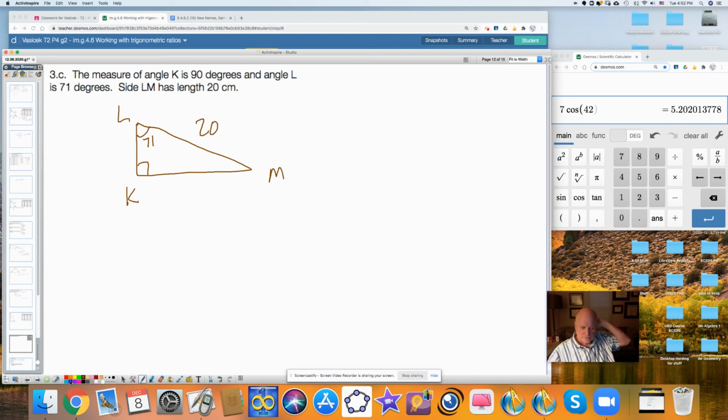Well, I can find the other angle here by subtracting 71 from 90. I get 19 degrees. Now I'm going to use this angle as my reference angle. From this one, this is the opposite, the hypotenuse, and the adjacent. So if I set up a ratio of the opposite to the hypotenuse, that is our sine, the sine of 71 is equal to opposite over 20. And you can multiply both sides by 20 to find out what O is.